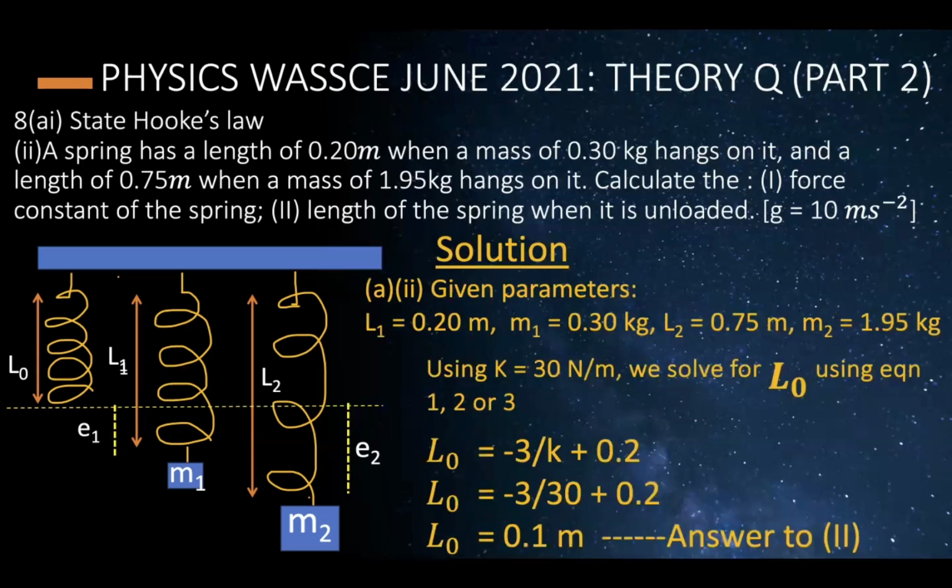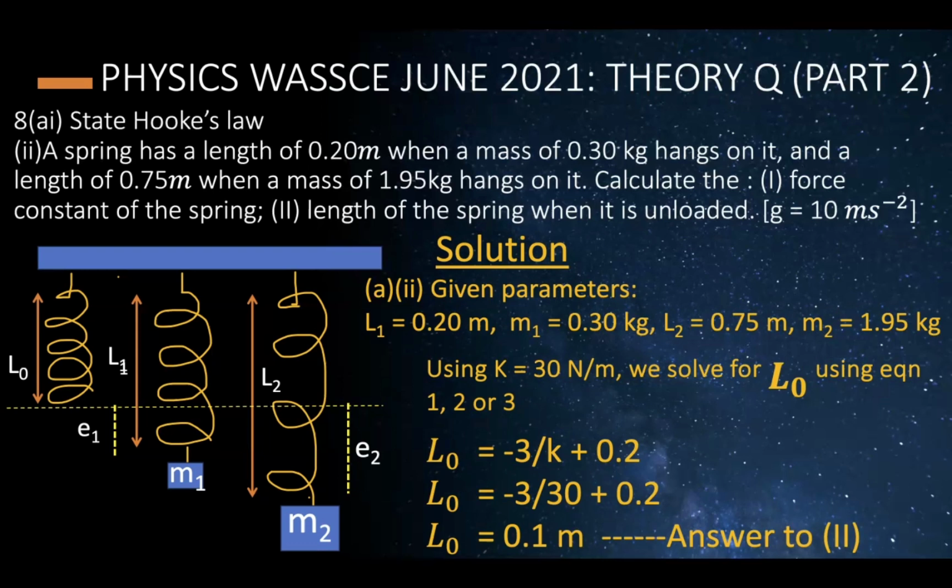Okay, so with that, you now have your k. You have those equations, equation 1, equation 2, and equation 3. Now any of them could be used. You can choose any one to find your original length, because you already have your k, and they should give you the same answer. It doesn't matter which one you choose.